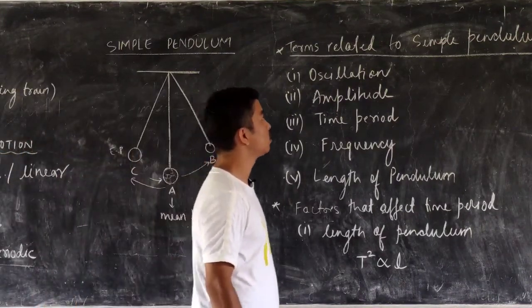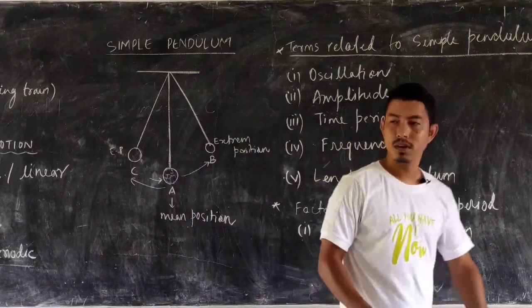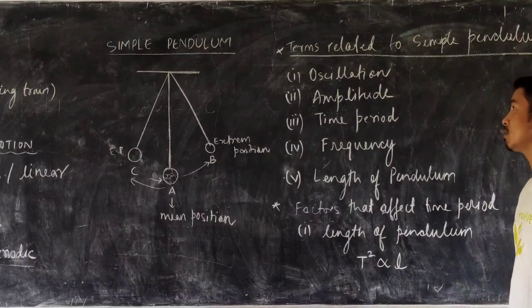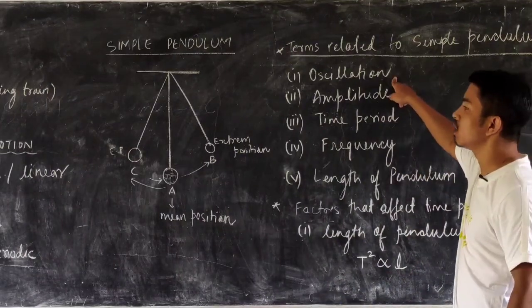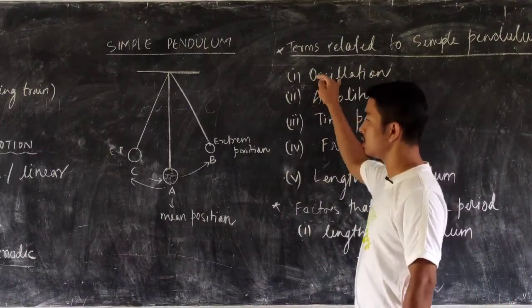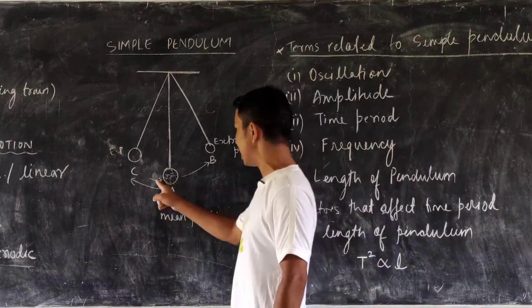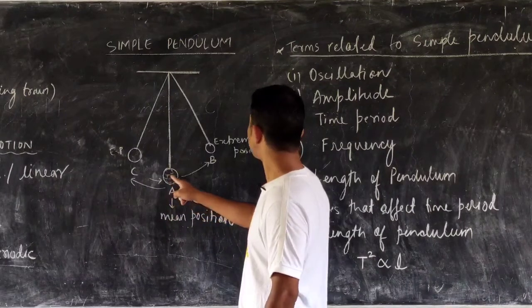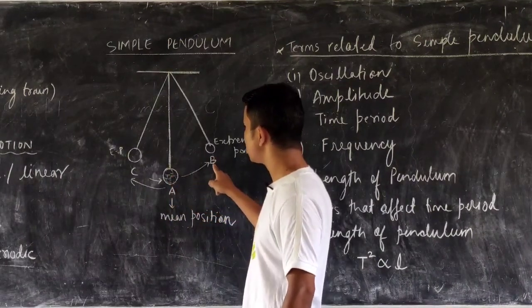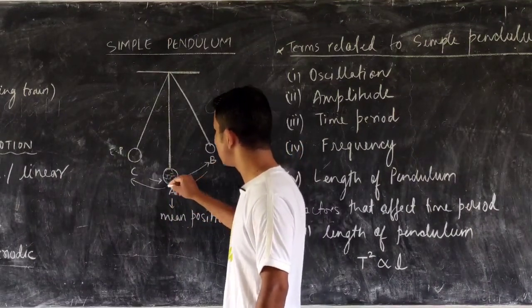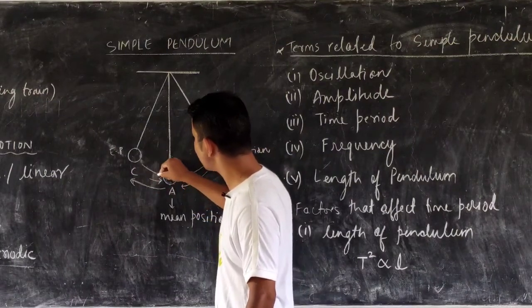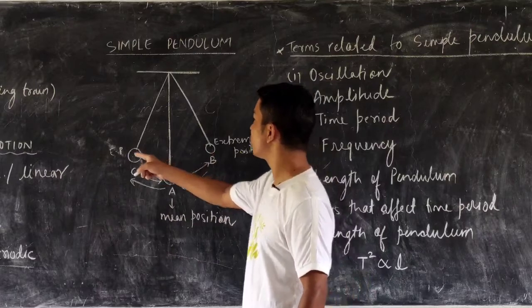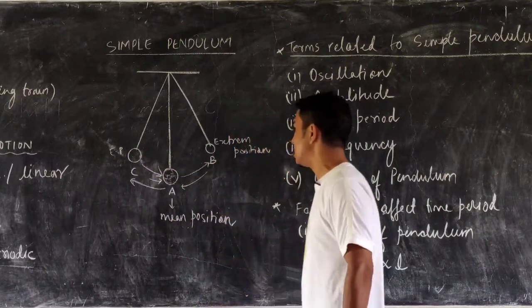Now coming to the terms related to the simple pendulum, there are 5 terms related to the simple pendulum. The first one is the oscillation. So what is oscillation? When you slightly displace the bob from its mean position, it comes to B and then comes back to A, then goes to C and again comes back to A, and this goes on and on. So this to and fro motion is said to be the oscillation.